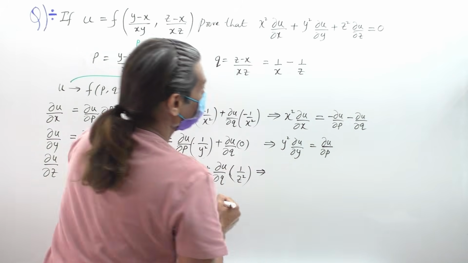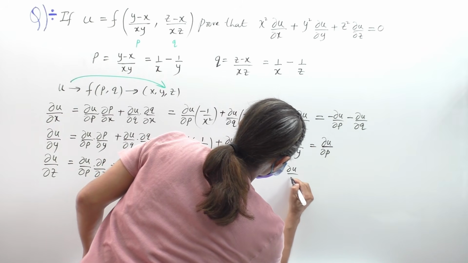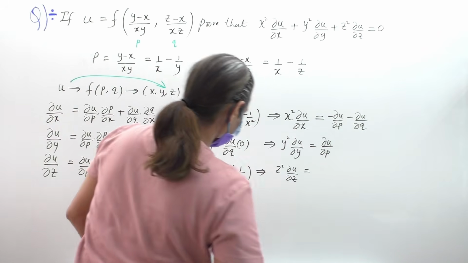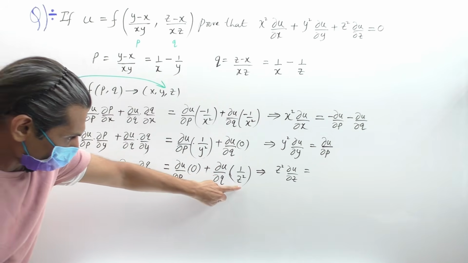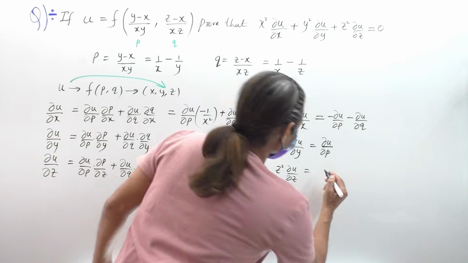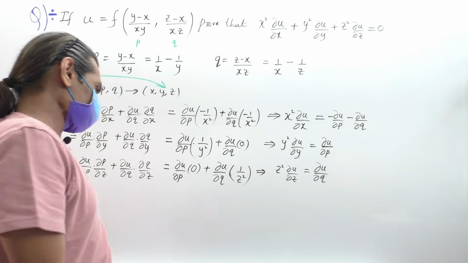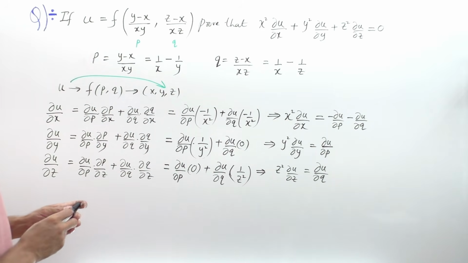That implies what we need, z² ∂u/∂z. So z² into ∂u/∂z equals, when I multiply, this is 0, z² is in the denominator, so z² cancels. We get only plain ∂u/∂q. Interesting, right? Okay. Now let's add all these things.